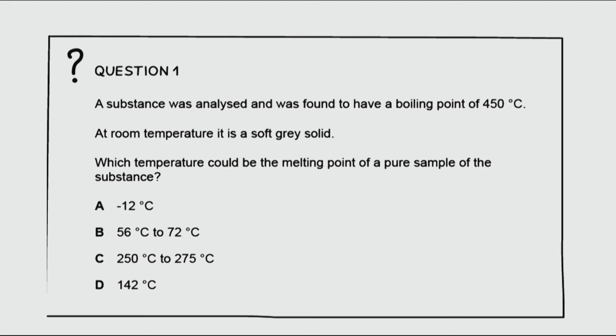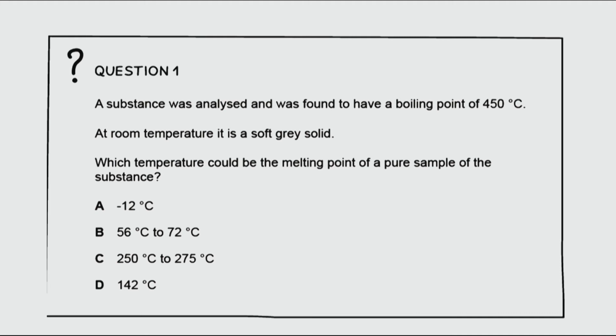We need to note this. Second part, it says that at room temperature, it is a soft gray solid. In chemistry, we take room temperature as 20 degrees Celsius. So at 20 degrees Celsius, we know that the substance is in the solid state. So now, which temperature could be the melting point of a pure substance?